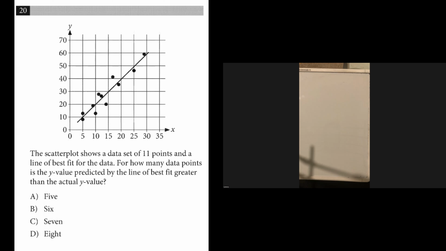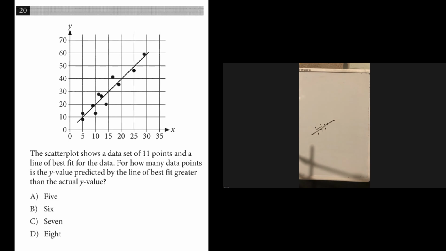Okay, so for this one, we're given a line and we're told that there's 11 points on it. For how many of the data points is the y value predicted by the line of best fit greater than the actual y value? So we have a line of best fit and we have some points. And it says for how many is the y value predicted greater than the actual? That means for how many is the line of best fit above the actual points?